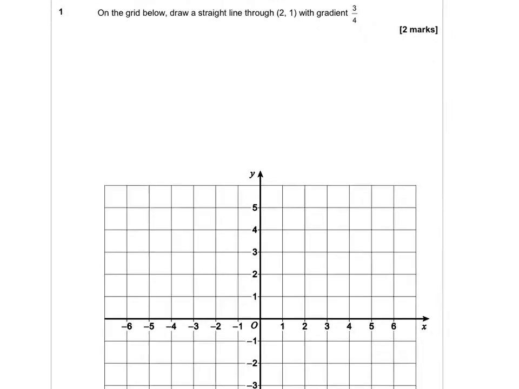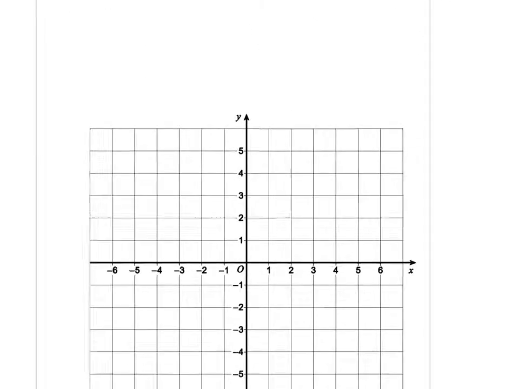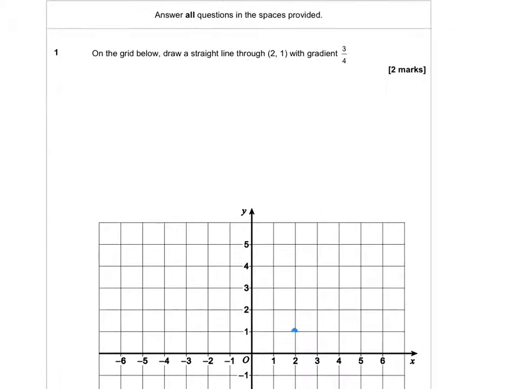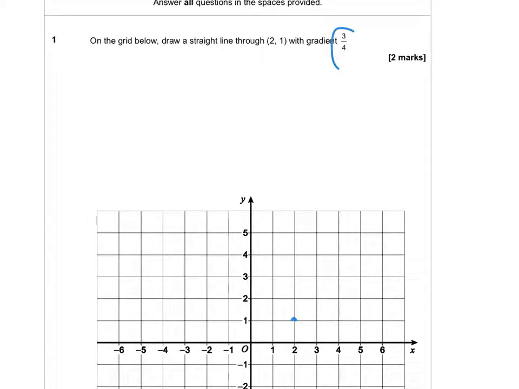Now I'm going to draw a straight line. It's got to go through the point (2, 1), but I can't do a line unless I've got at least 2 points. And I've got a gradient here of 3/4.